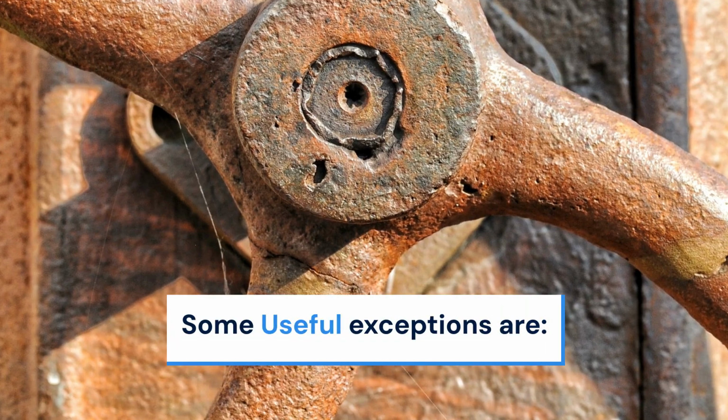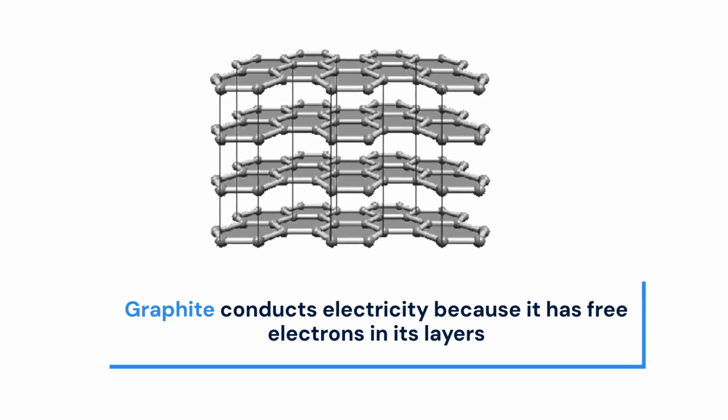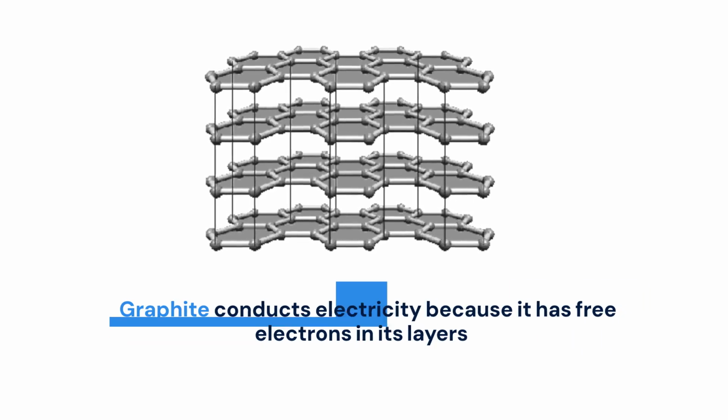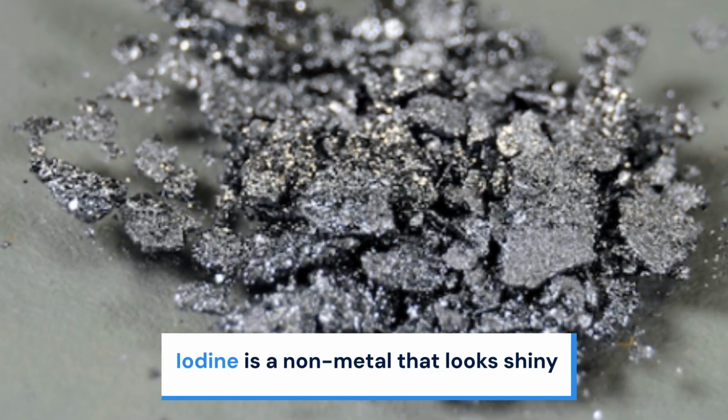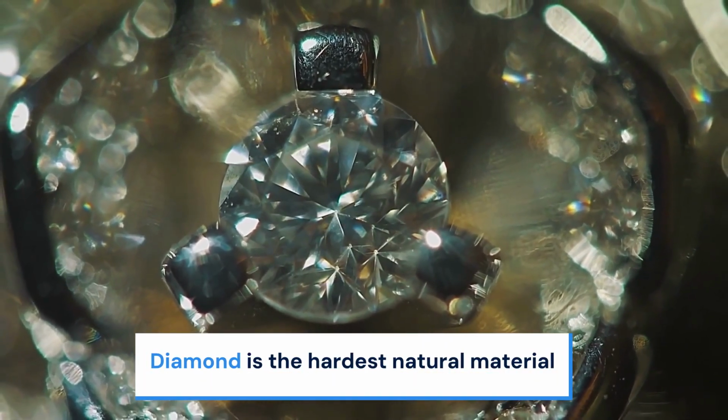Some useful exceptions are: graphite, a form of carbon, conducts electricity because it has free electrons in its layers. Iodine is a nonmetal that looks shiny. Diamond, another form of carbon, is the hardest natural material.